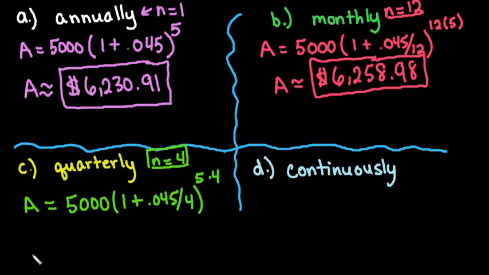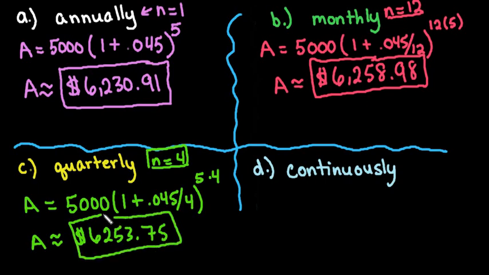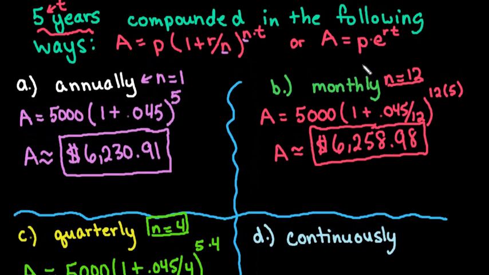Okay, so for this one, let's go ahead and write down the amount. So the amount for this one would be approximately $6,253.75. So the last one is the maximum that it can compound. The continuously compounding interest means that it's constantly compounding, okay? And it's the largest amount that you can possibly get. So with this one, what we are going to do is we're going to use the continuously compounding interest formula. Like I said, it's this formula for continuously compounding.